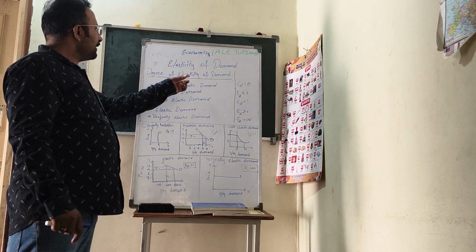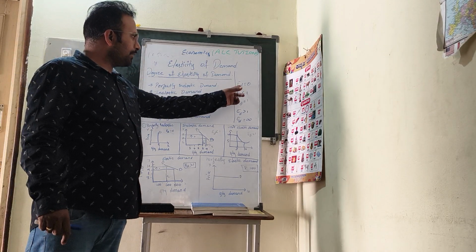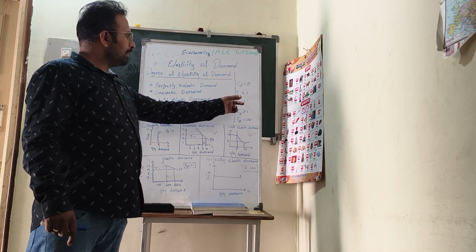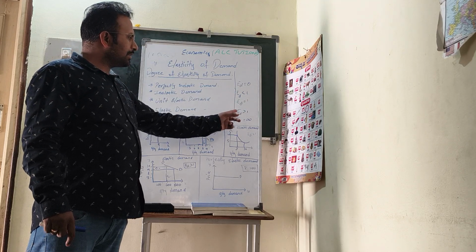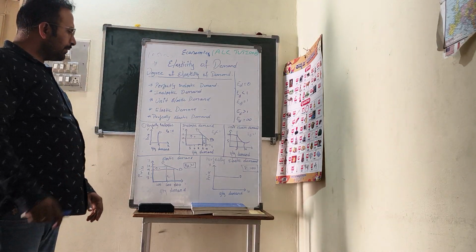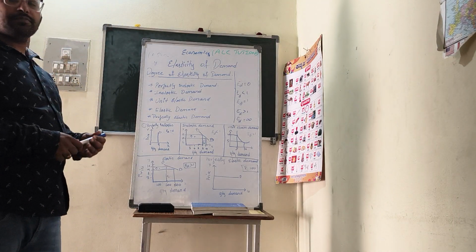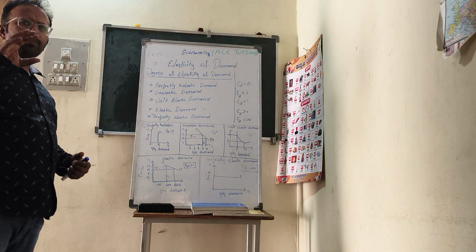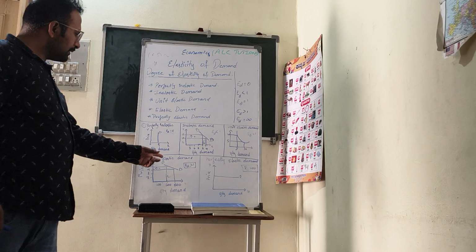In degree of elasticity of demand, we can study 4 to 5 types: elasticity of demand equal to 0, ED less than 1, ED equal to 1, ED greater than 1, and ED equal to infinity. Let us study one by one. First, elastic demand. When demand is more, we call it elastic demand.